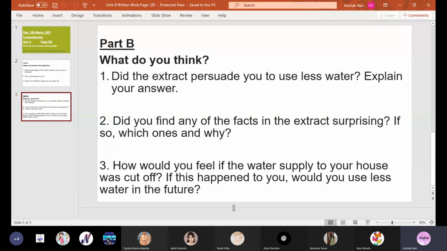We had three questions of part A and three questions of part B. Yes, Zoha, let me know if you finish writing the third question of part B, then I'll tell you the answers of part A, two questions.